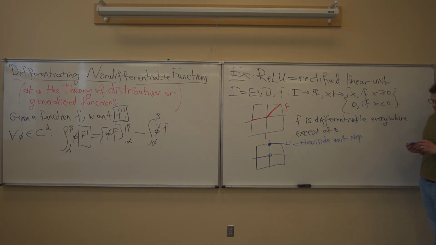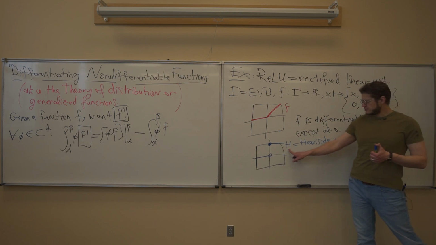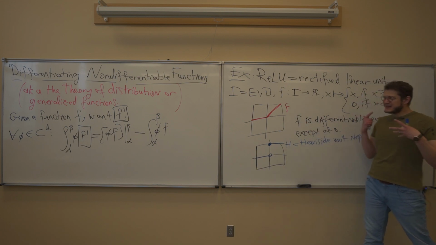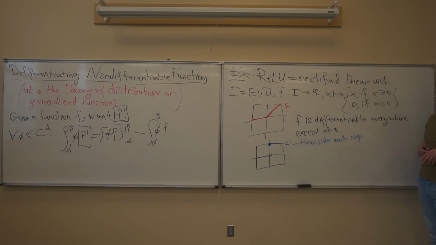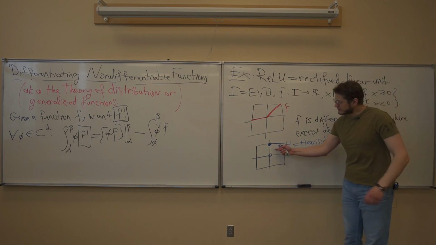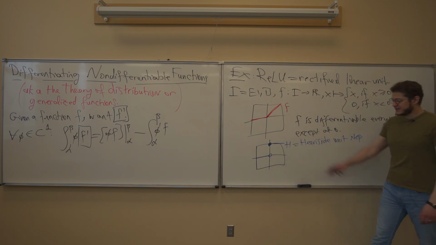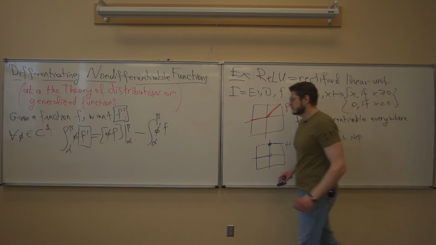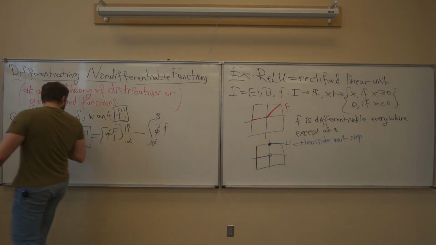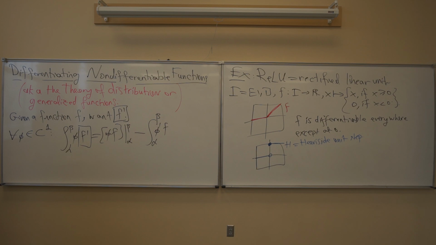My claim is that h is, in a weak sense, the derivative of f. Certainly, this cannot be the standard derivative because it doesn't have the intermediate value property. It has a jump discontinuity. But perhaps in this weak sense, I can handle this. Okay?